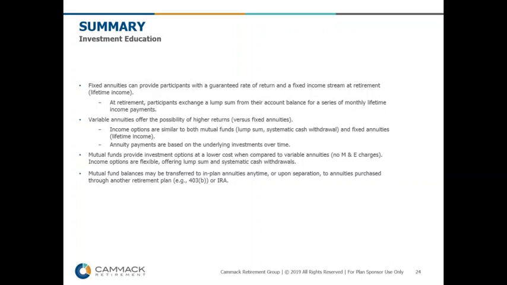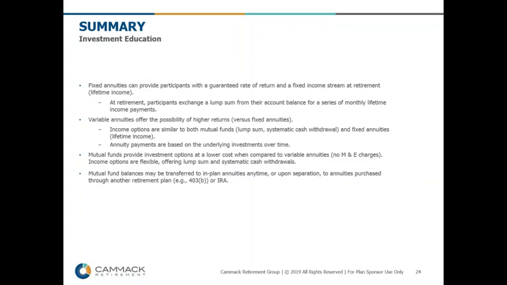Income options are similar to mutual funds. You have the lump sum, systematic cash withdrawal, and also similar to fixed annuities because you can get lifetime income. Annuity payments are based on the underlying investments over time. Mutual funds provide investment options at a lower cost when compared to variable annuities because they don't have the mortality and expense charges. Income options are flexible, offering lump sum and systematic cash withdrawals. Mutual fund balances may be transferred to an in-plan annuity anytime or upon separation to annuities purchased through another retirement plan, such as another 403(b) or an IRA.